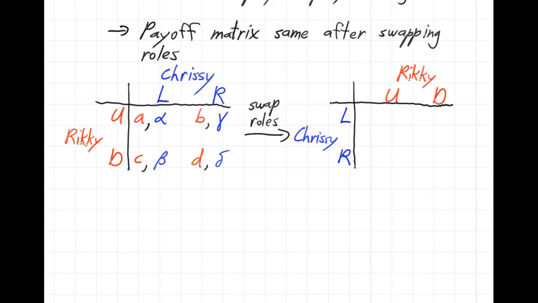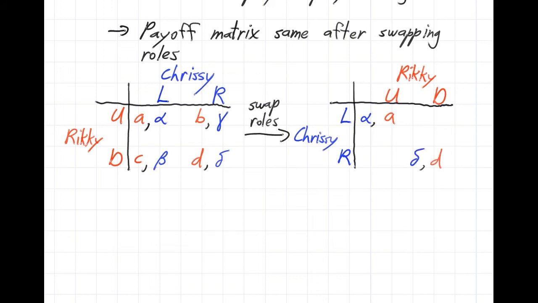The top left box is a combination of U and L. Now it's L and U. We always write the row player's payoff first and the column player's payoff second, so we'll put blue first this time. And the payoff will be alpha and A for Ricky. Now pretty clearly, D and R becomes R and D. So the bottom right stays in the bottom right, and the payoffs are delta and D.